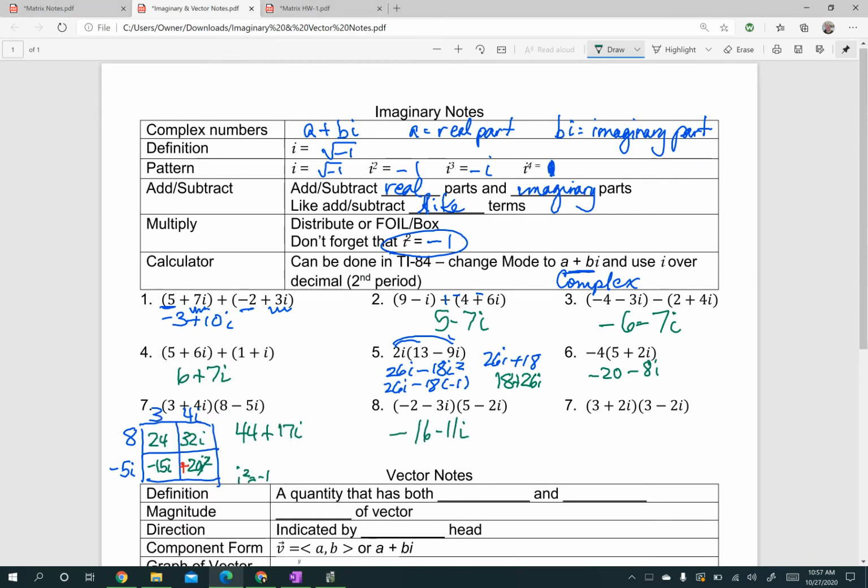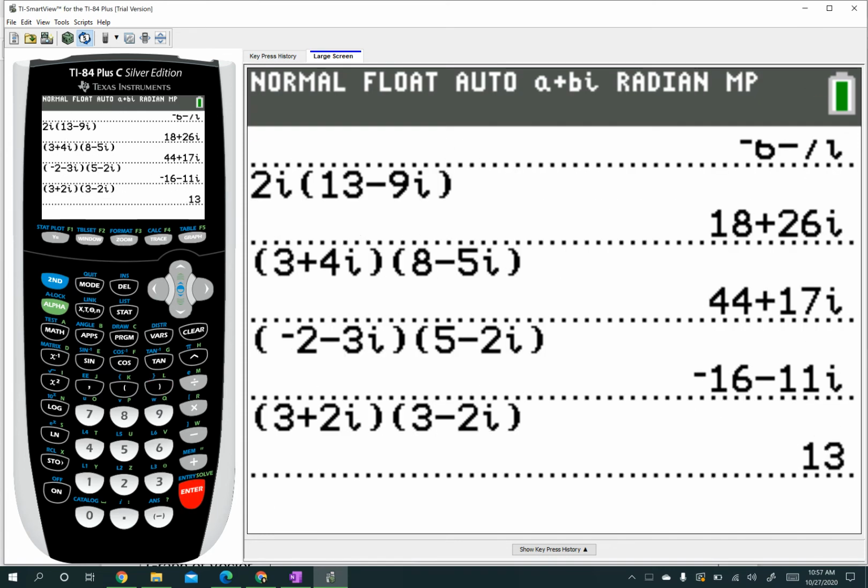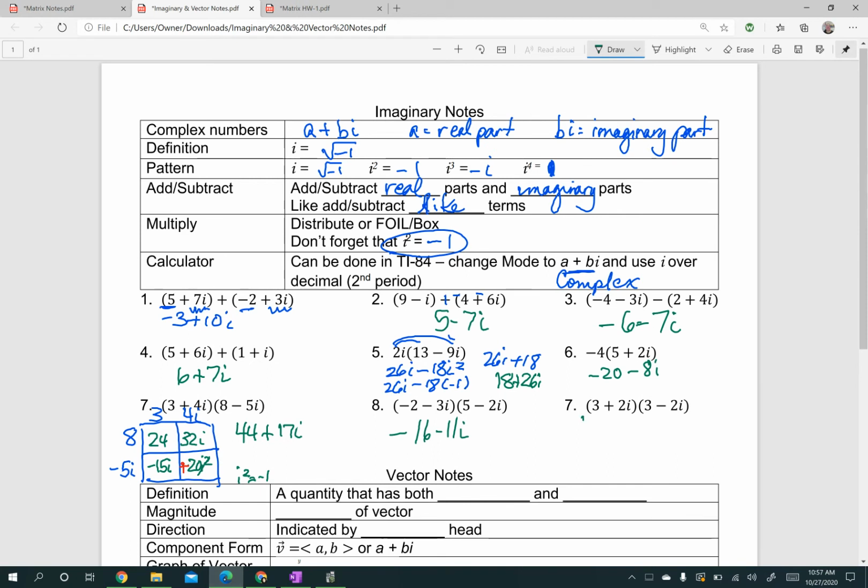And 3 plus 2i times 3 minus 2i is 13. Now, you'll notice the imaginary went away on this last one. And these are called conjugates. When you have a plus bi and a minus bi, when they're the same except one's plus and one's minus, the imaginaries go away when you multiply them. Okay? And that's a way to get rid of imaginary numbers.